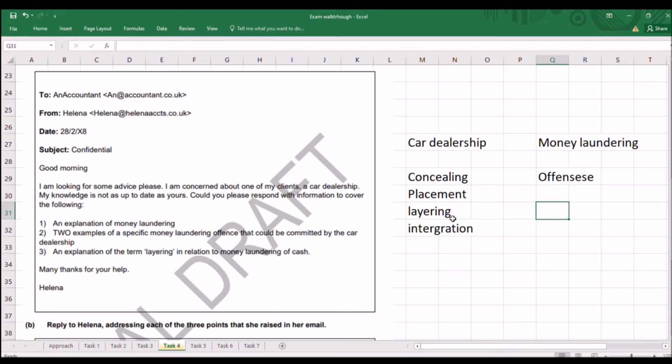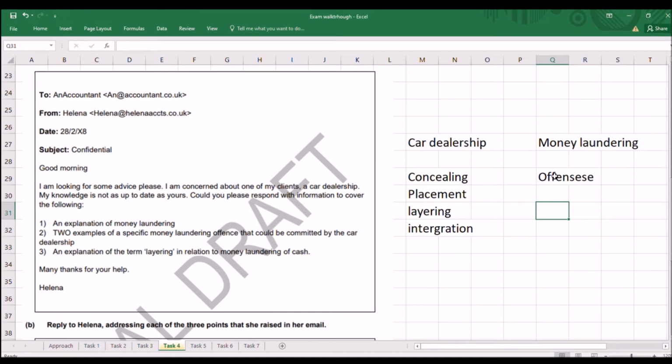It comes from the Proceeds of Crime Act 2002. It could similarly be used for terrorism. So either it allows the criminal to enjoy the proceeds of crime or to fund terrorism. Okay, so two examples of specific money laundering offences.